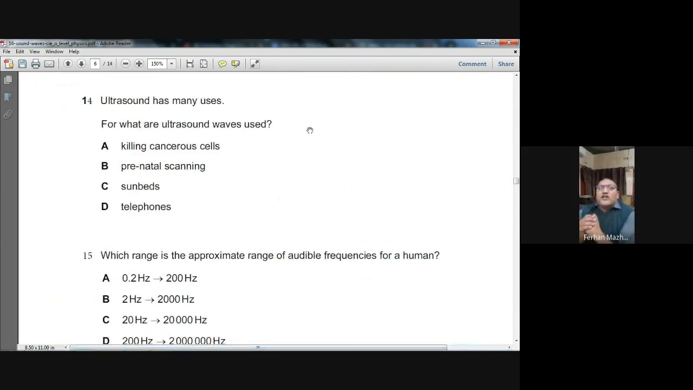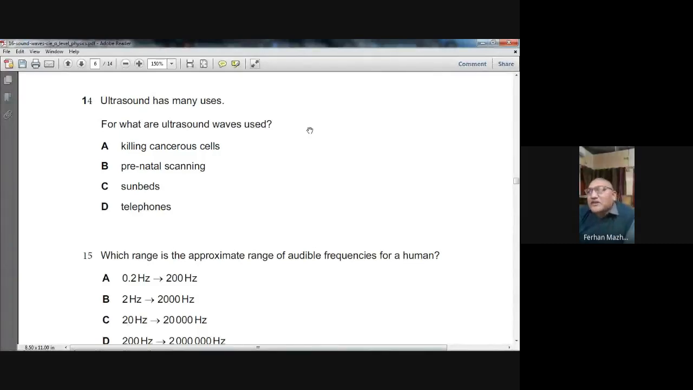The next question: ultrasound has many uses. For what are ultrasound waves used? Killing cancerous cells, prenatal scanning, sunbeds, or telephones? Sir, what is prenatal scanning? The most famous use is prenatal scanning.